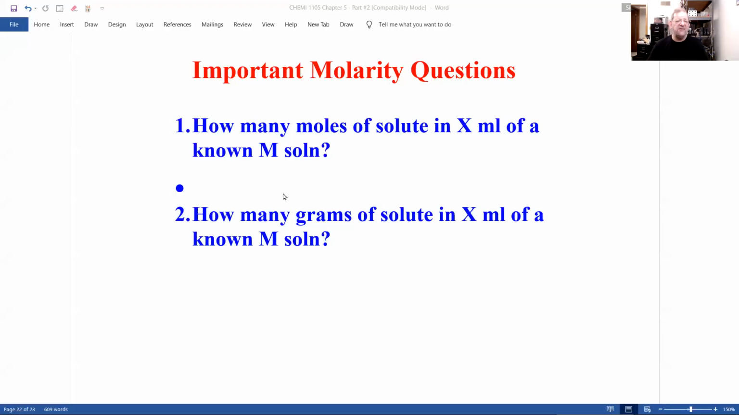Let's look at the following. There are a number of important molarity questions, like how many moles of solute in X milliliters of a known molar solution?